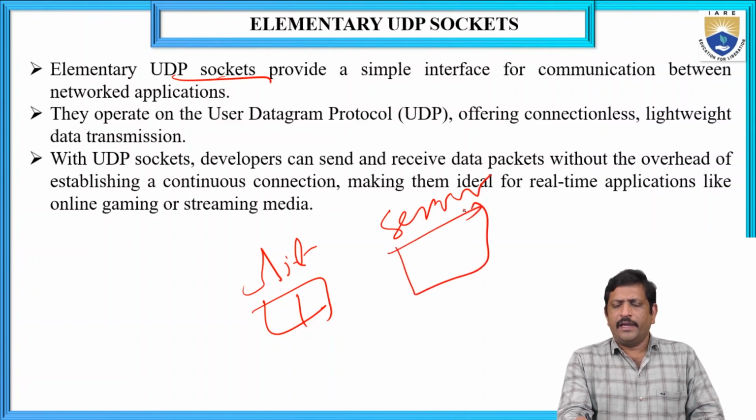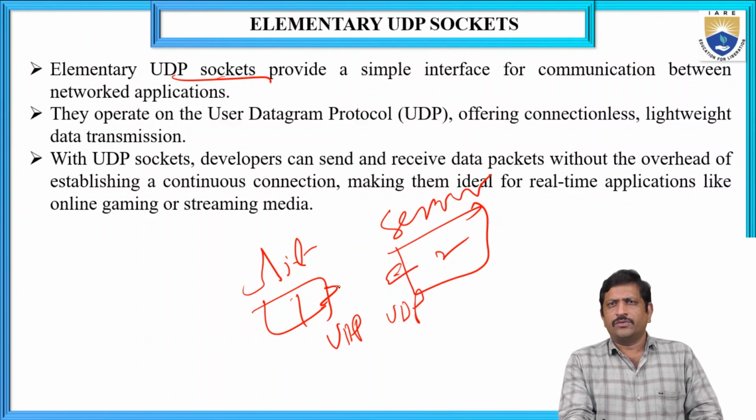So the elementary socket is provided at both sides. At the client side we provide one UDP socket, and the server side also provides another UDP socket. Both sockets, one on each side, provide the communication.